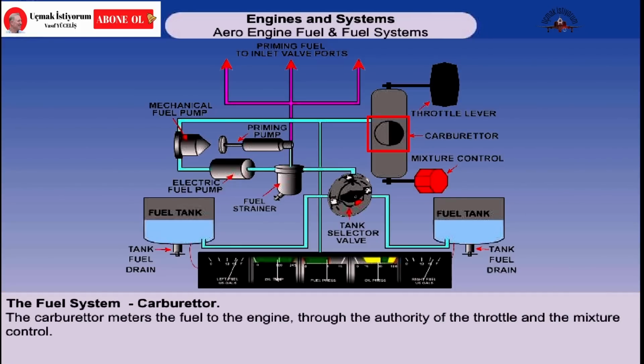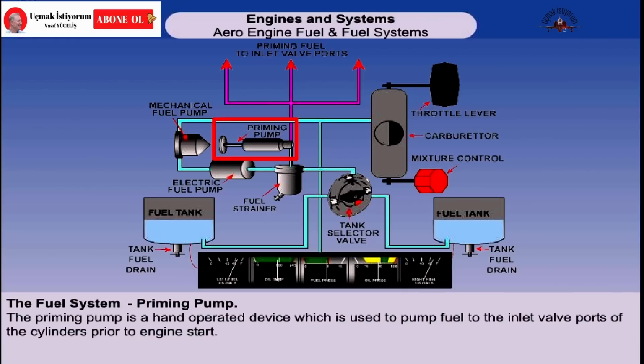The final item in the system is the carburetor. This meters the fuel to the engine through the authority of the throttle and the mixture control. The priming pump is a hand-operated device which is used to pump fuel to the inlet valve ports of the cylinders prior to engine start. The priming pump takes its fuel from the top of the fuel strainer.